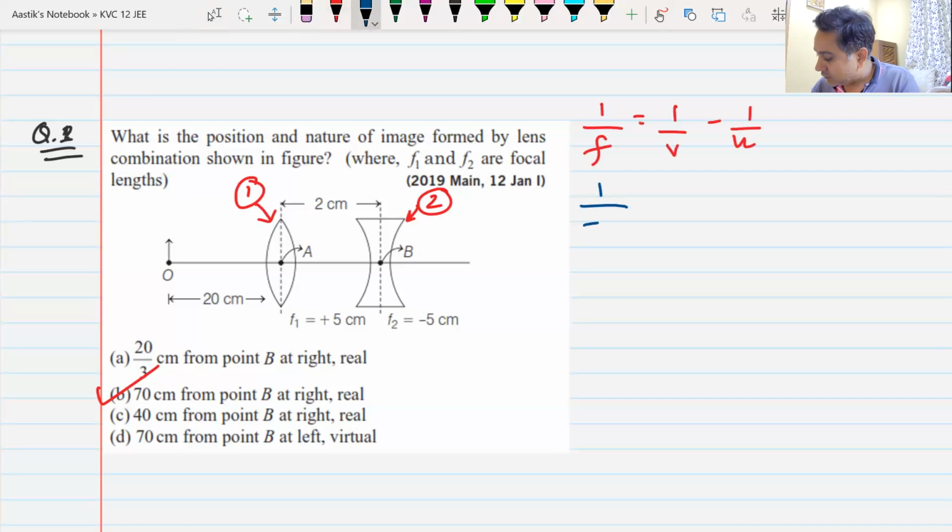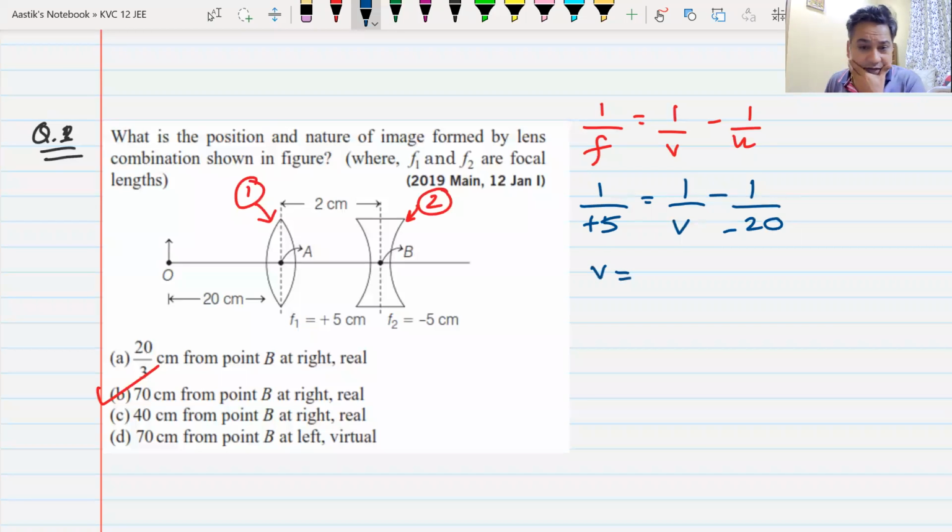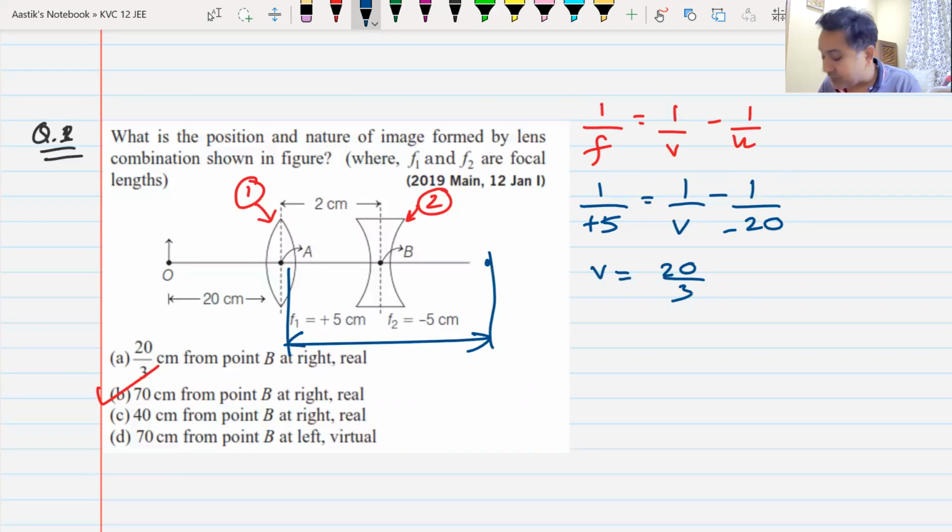First 1 by v equals 3 by 20, that is 1 by 5 minus... the value of v I don't know. Minus what is the value of u? It is minus 20. Yes or no? So what is the value of v coming? 20 by 3, plus or minus? Plus, 20 by 3. So it will go somewhere behind here. Because 20 by 3 is more than 2. So this is 20 by 3. I always talked about virtual objects, but I never gave you an example of a virtual object. This, my dear friend, is a virtual object. Do we understand this?